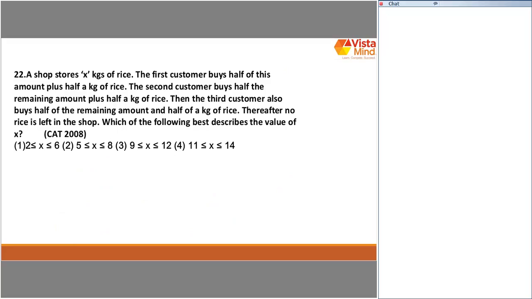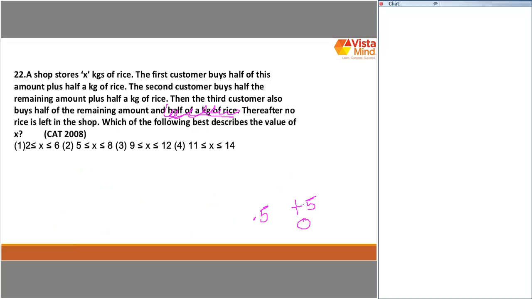See, after the third customer goes out of the shop, the shopkeeper is left with 0. I'll reverse the entire story and take it from the end towards the back. If I take it from the end towards the back, you can see that at the last, the third customer took half a kg. So let us buy back this half kg. On adding 0.5 kg, the shopkeeper is having what? 0.5 kg. If I take this back from the third customer, is that okay?